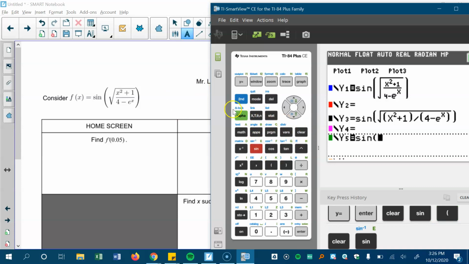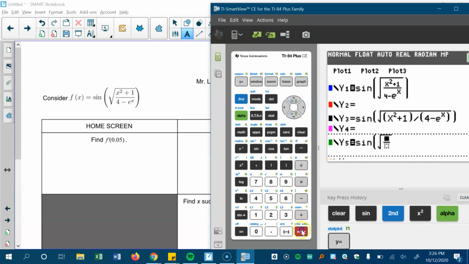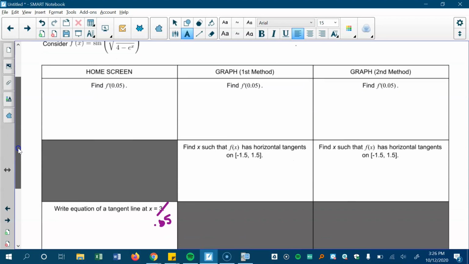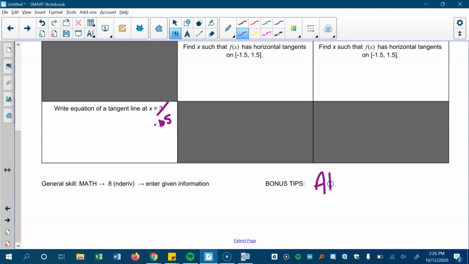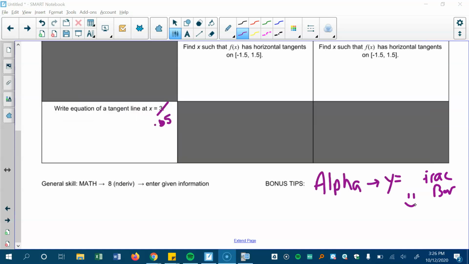Sine, parentheses are opened up. I'm going to do a root first. And then I'm going to do alpha and y equals, and number 1. It will put that root, the fraction in the root automatically. So if you have one of the newer calculators, you're welcome to do that. Again, alpha and y equals gets me a fraction bar. And every time I show students that, they're just like, what? Oh my gosh.